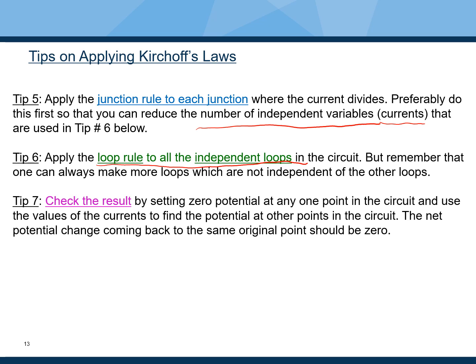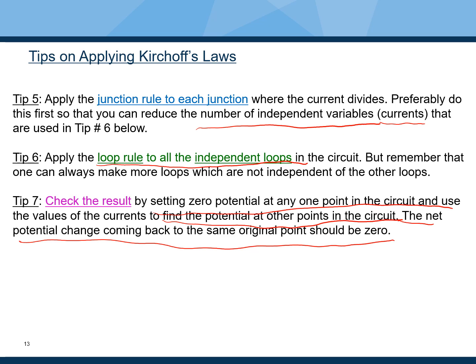And then one thing to remember is that you can check your results. So you can actually go ahead and set zero potential at any point in the circuit and then traverse all the loops in that circuit and add up all the potentials as you traverse each loop in that circuit, and the net potential change coming back to the original point should indeed be zero. So this gives you a strategy for checking your Kirchhoff law problem.